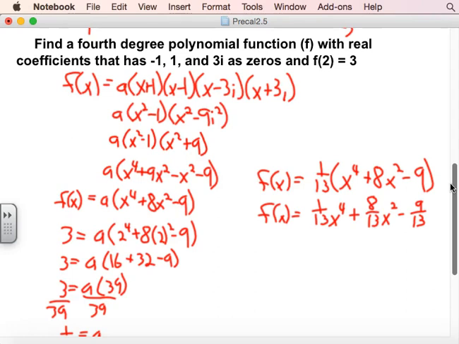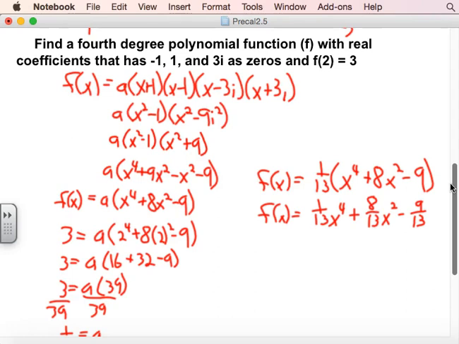You can go through that process, and we end up getting 39 times a equals 3. So we divide by 39, and 3 over 39 reduces to 1 over 13. So we plug that back in as a in our function, and then distribute 1/13 to all 3 of the terms. So 1/13 x to the 4th plus 8/13 x squared minus 9/13 would be the function.